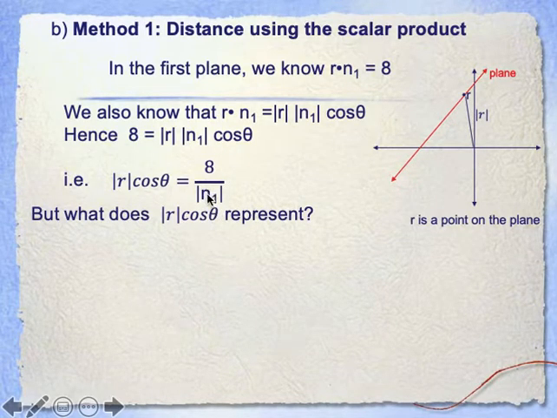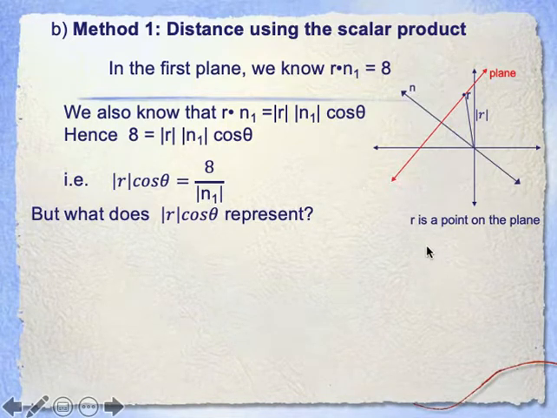n1 is normal to the plane, so we're looking for the perpendicular. And to make it simple, I'm drawing the normal through the origin, because obviously we can draw the normal anywhere. Any line that's perpendicular to the plane could be a line here, could be a line here, could be a line here, but we're going to go through the origin to make it simple for ourselves.